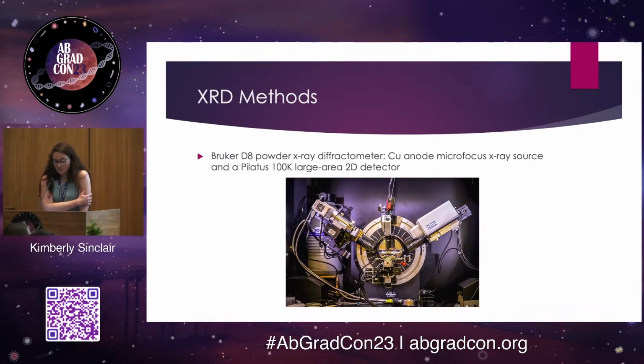So we did mineralogy analysis with X-ray diffraction. We used a Bruker D8 powder X-ray diffractometer with a copper anode microfocus X-ray source, which is really useful when you have very small quantities of powder that you're trying to analyze. And a Pilatus 100K large area 2D detector is really helpful when you want to increase the resolution of your diffraction patterns.